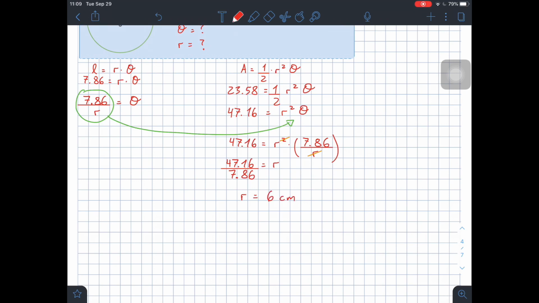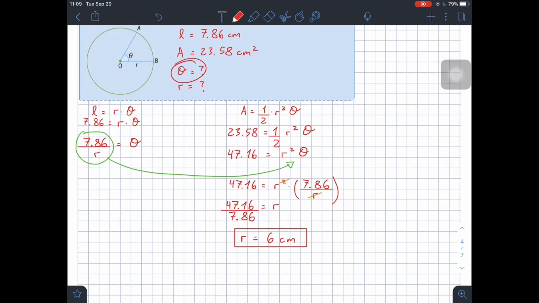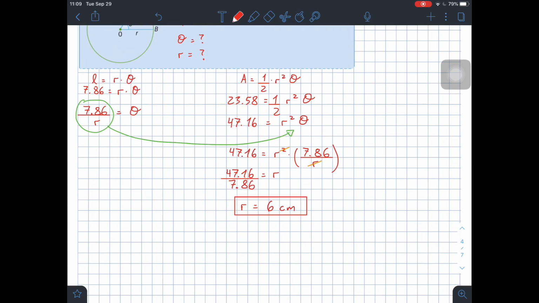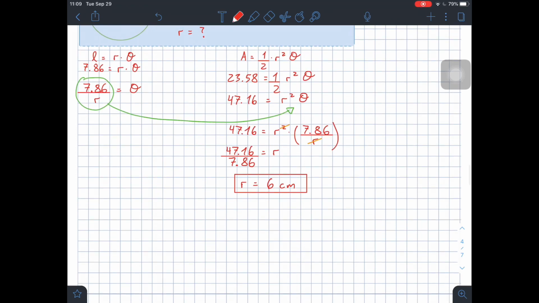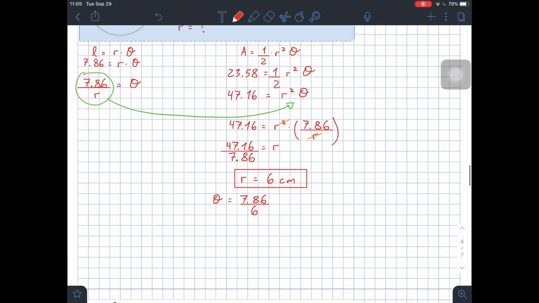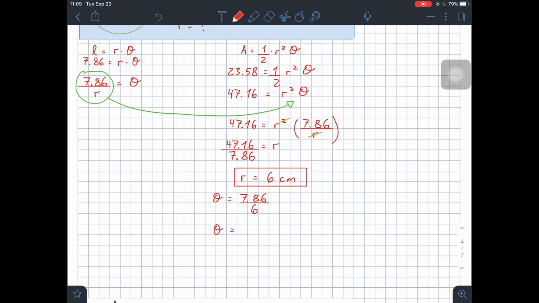We get a pretty result. So the value of the radius is 6 centimeters. So now we need to find the value of theta. We already have this equation where we have left theta alone, so we can replace the value of r into that equation, and we would get that theta is equal to 7.86 divided by 6. So the value of theta, remember this will be in radians, is equal to 1.31 radians. So there you have, we have found the value of r and the value of theta.